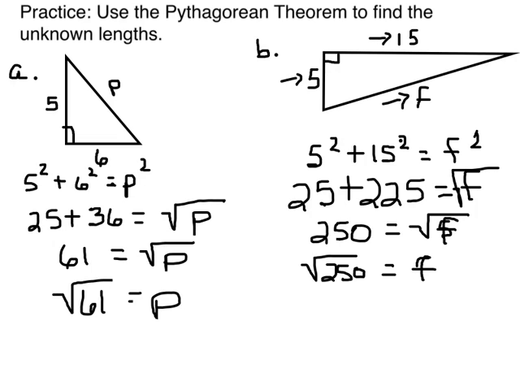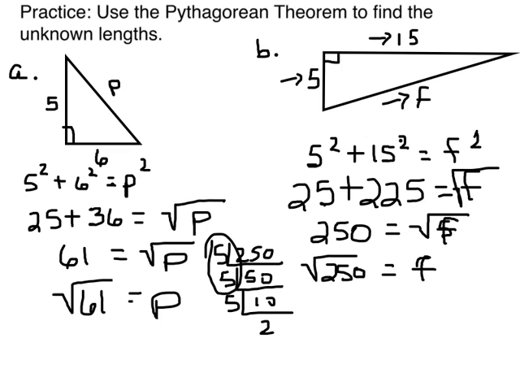Now 250 will break down. We can factor that out. Let's say 250, let's go by 5s. That'll go 50 times. That will go 10 times. That will go 2 times. So we have this pair of 5s that we can say 5 times the square root of 10 equals F. Okay, let's go on to the next page.